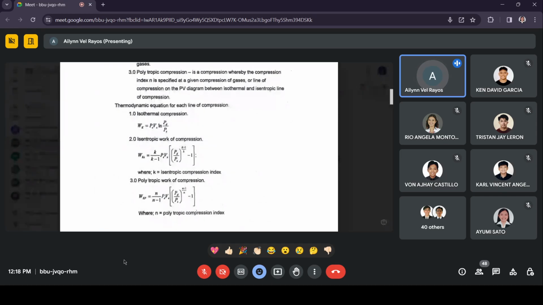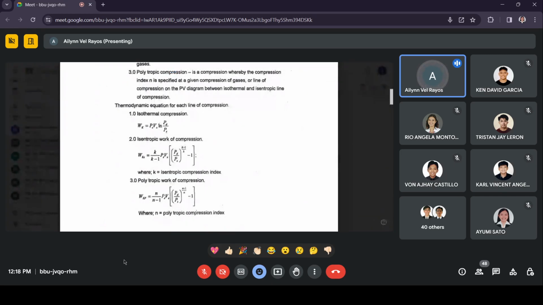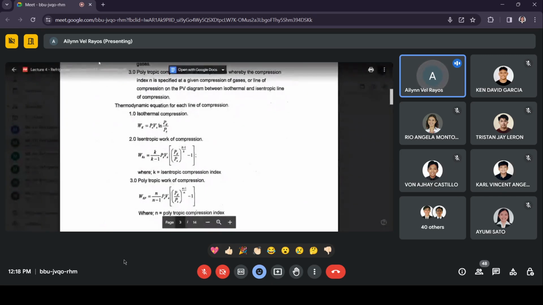So here are the corresponding formulas if it undergoes isothermal compression. The sub S is suction, meaning in our pH diagram, before entering the compressor, the state point we normally use is 1, and on exiting it is 2.